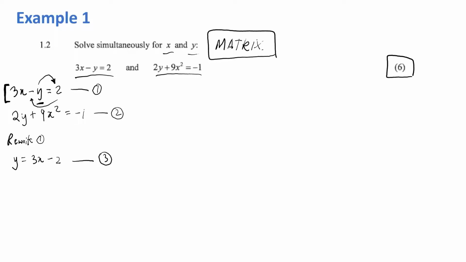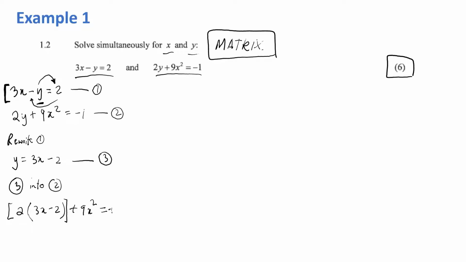And what I'm going to do now is substitute 3 into 2. Okay, so I get 2 multiplied by 3x minus 2, right? Plus 9x squared equals minus 1. Okay, let me just see if I did this correctly. There, I need a square bracket.